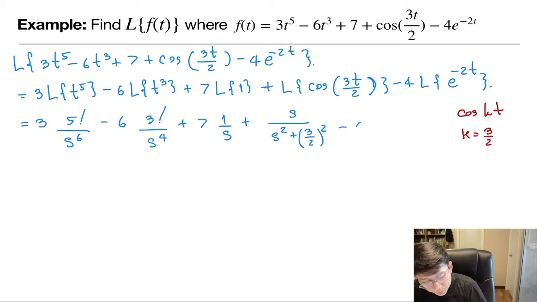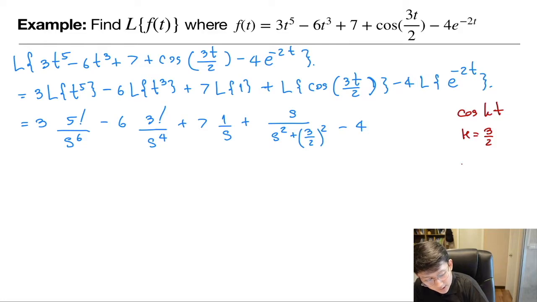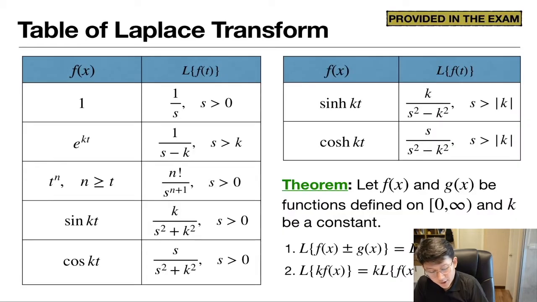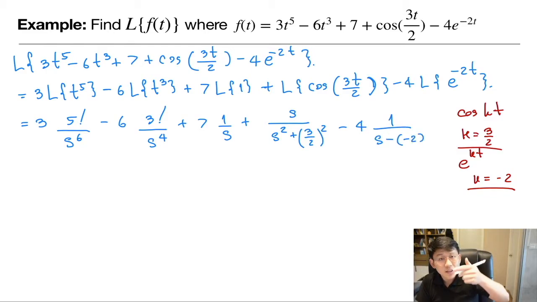Minus 4 times the Laplace transform of e to the minus 2t. For e to the minus 2t, we need to use the formula for e to the kt. Right now it's e to the kt where k is actually minus 2. The formula is 1 over s minus k, so it's going to be 1 over s plus 2. Guys, be careful. k is minus 2. It's 1 over s minus k, so it needs to be 1 over s plus 2.